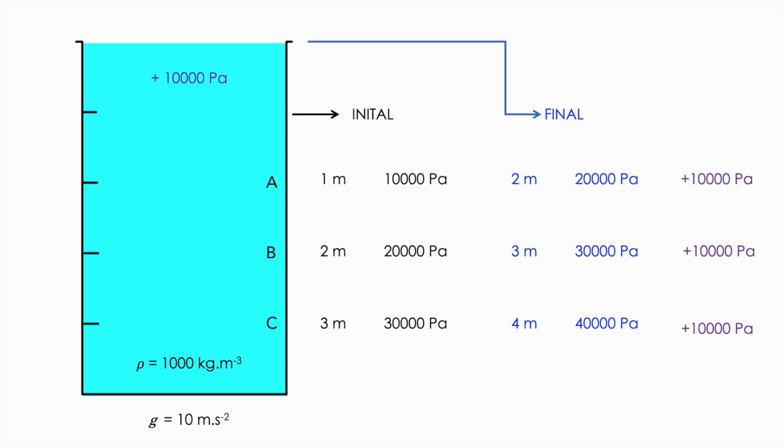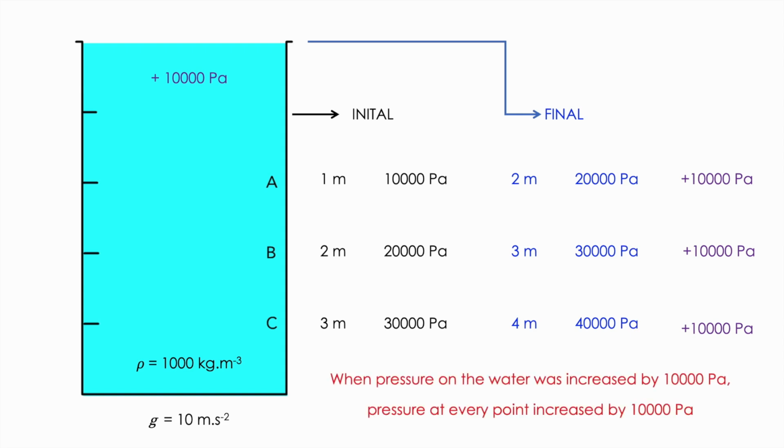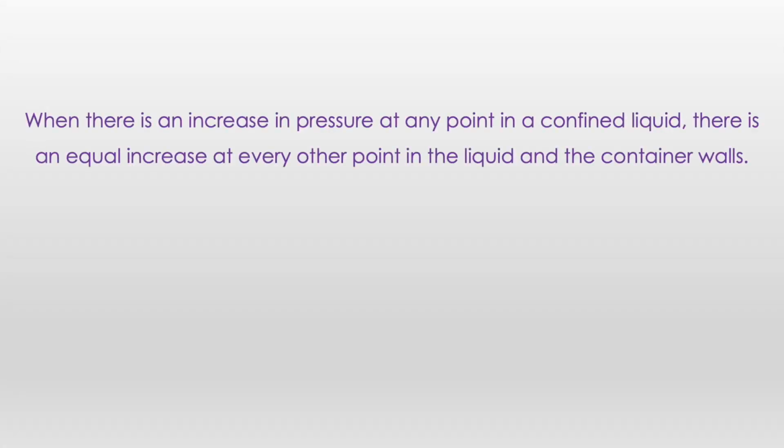So what we can conclude from this observation is that when pressure on the water was increased by 10,000 pascals, the pressure at every point in the liquid also increased by 10,000 pascals. So to generalize, we can say that when there is an increase in pressure at any point in a confined liquid, there is an equal increase at every other point in the liquid and the container walls. This statement is called Pascal's law.